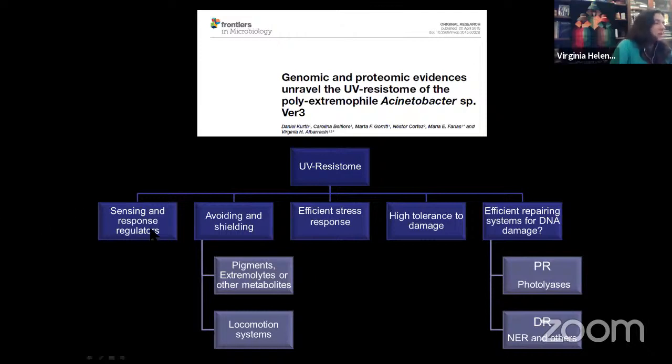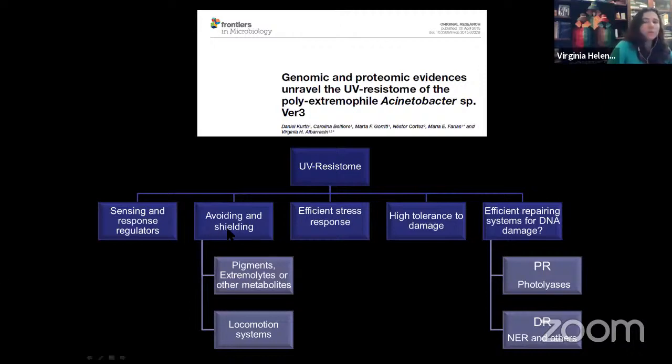One was the... for a microbe to resist this UV, it has to adapt to it in different forms. One is with the sensing and response regulators. So the cell or the microbe must see this; somehow they have to sense the condition that they are exposed to. And when they sense it, they can respond fast or effectively.